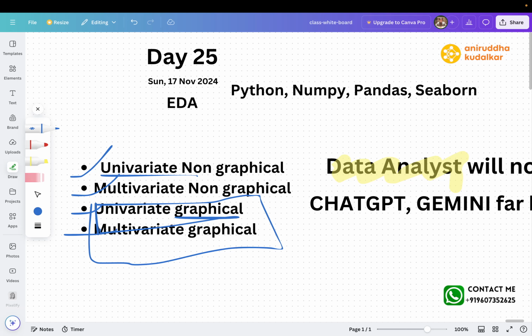So, the first thing is that ChatGPT and Gemini are biased things. Biased means what? They are trained on massive internet data.